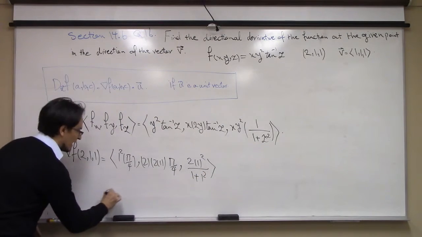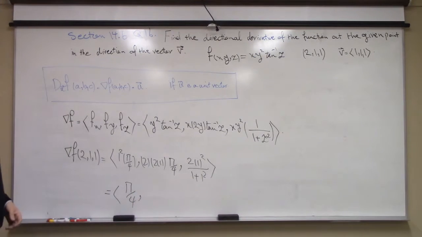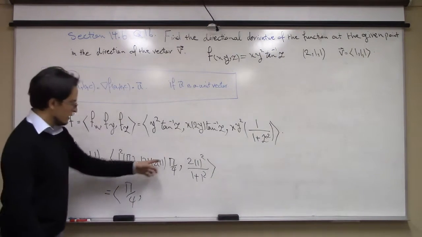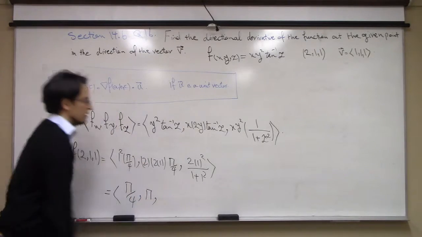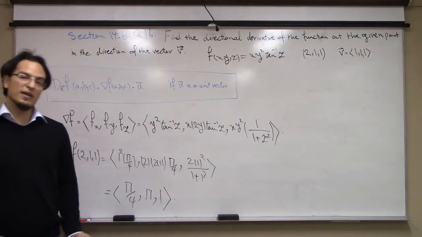So the gradient at that point, you can see, is pi over 4, pi, and 1. So we found the gradient.